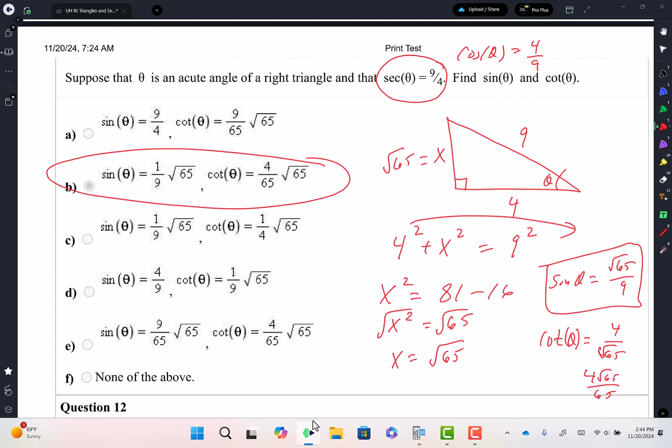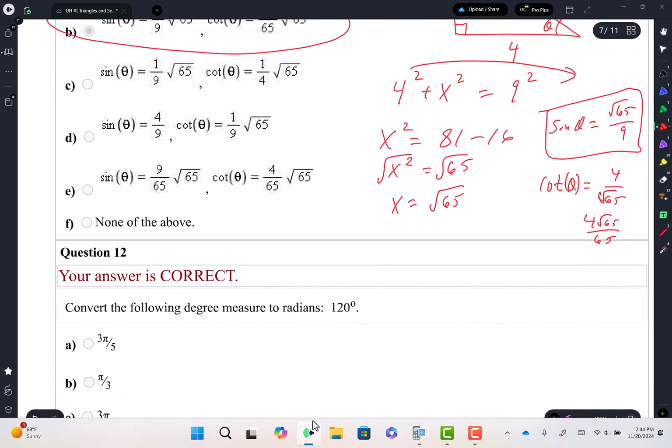All right. Guys, everyone's okay with that 1/9 there? Square root of 65 over 9 is the same thing as 1/9 times the square root of 65 on the side. I don't know why UH did it that way. Maybe their software, maybe somehow the way that they represent numbers, but just make sure you're aware of that.